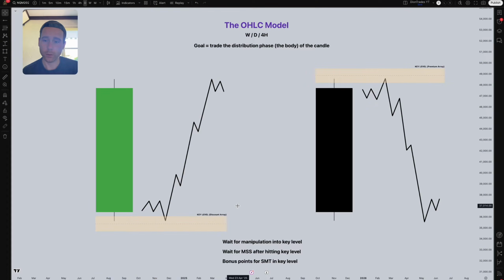And what's a key level? For a bullish candle, it's in the discount array. That means an old low, a bullish fair value gap, bullish order block, bullish breaker. Vice versa for shorts. For a bearish candle, you wait for a premium level. That's an old high, or a bearish fair value gap, bearish order block.